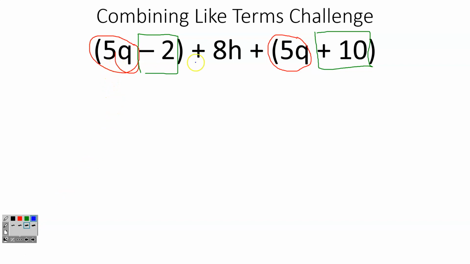So I have a 5q and a 5q. That's going to give me 10 q's. That's not a 9, I know, but if it helps, there you go. I have a -2 and a +10. That is going to give me a +8. And I can't do anything with that 8h, so I'm going to bring that down, and there's my answer.